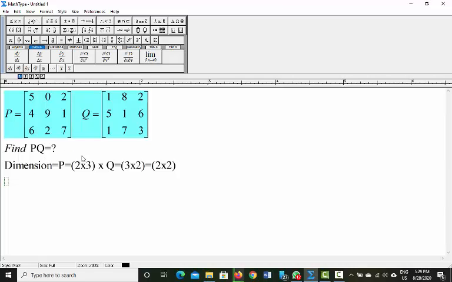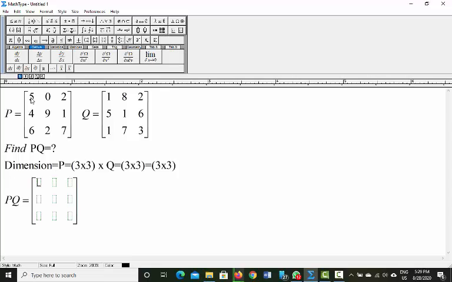So the dimension of P is 3 by 3, and here also we have a 3 by 3 matrix. So these match, which means we can do the multiplication. Since they match, the resulting matrix after the multiplication will have a dimension of 3 by 3. So let us multiply PQ now.